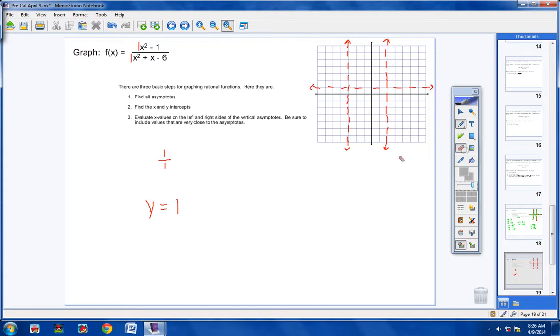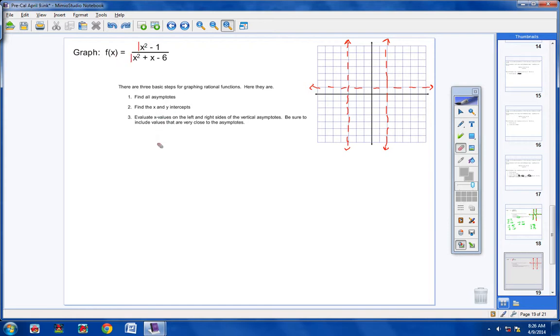Okay, moving on now to slant asymptotes. I didn't mention that in the last problem. Remember, slant asymptotes only exist when your numerator is 1 degree higher than the denominator. Okay, so we have no slant asymptotes.